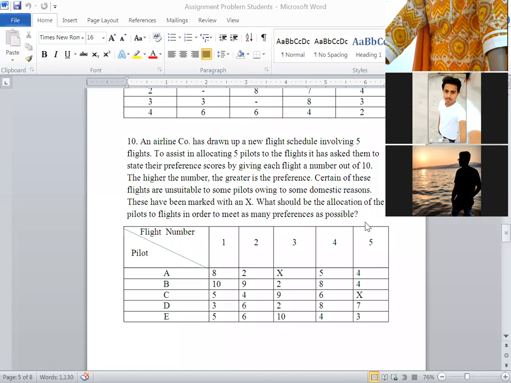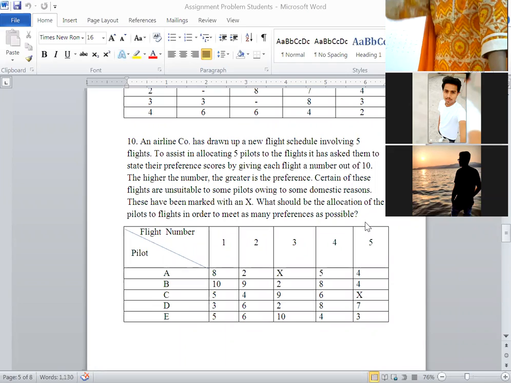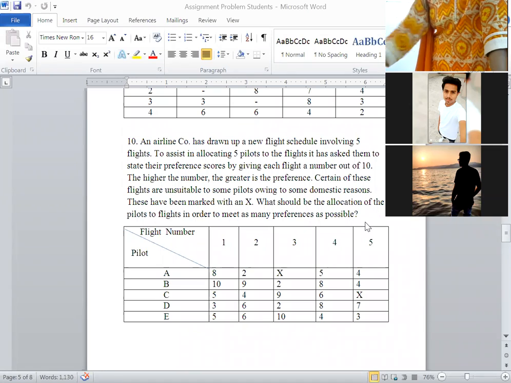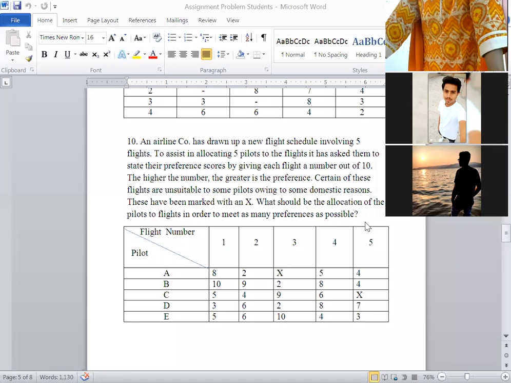Yes, ma'am. We have to use line method. We have to draw vertical and horizontal lines containing the most number of zeros. After that, if we get assignment, then we are done. If we do not get assignment, then we have to follow the same iteration. Very good. May I know your name? Prashant Agarkar.